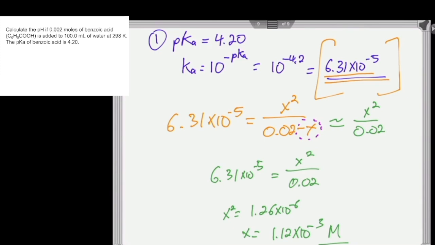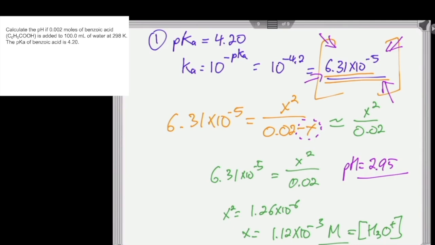This X is what? X is the concentration of H3O+. It is not the pH yet. So negative log of that value is, I'll put it up here, pH is equal to 2.95. Perfect. Where did 6.31 times 10 to the minus 5 come from? That is your Ka value, comes from right here. It comes from your pKa value that we were given.